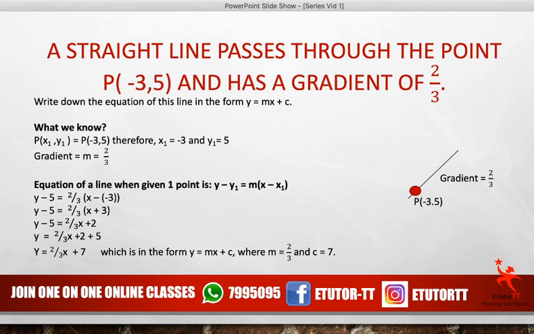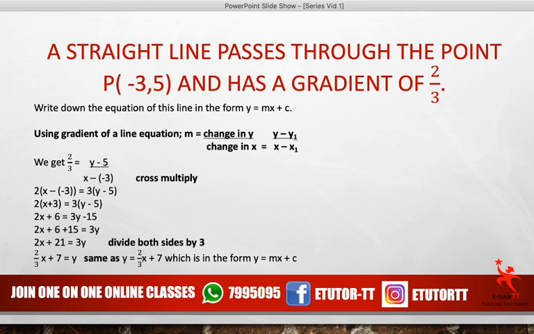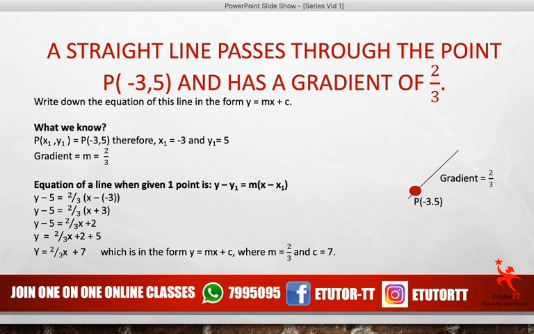So that's okay so far. And this is a picture of our line here with the point negative 3, 5, and the gradient 2/3. So gradient is the slope of the line. So I did it one way using the equation of the line given 1 point. I'm going to show you a different way we could calculate this same exact question.